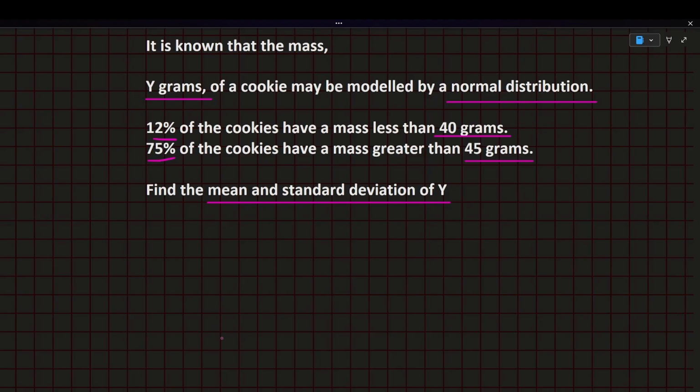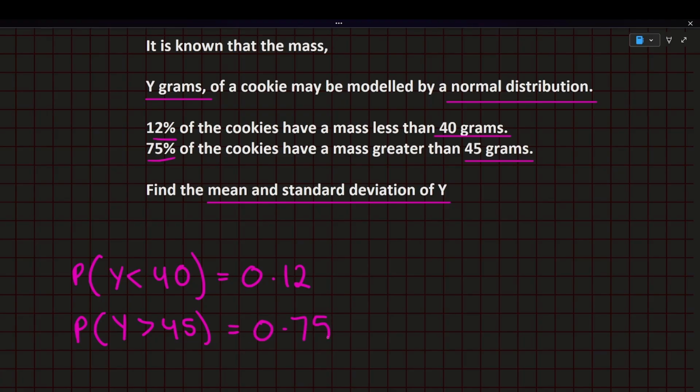Okay, so let's start writing our probabilities out. So the probability of the mass of the cookie y being less than 40 is 0.12, because 12% is 0.12, and the probability that the mass of the cookies is greater than 45 is 0.75. Okay, and from this we want to find the mean and the standard deviation of y. For this, we're going to have to find out two separate z-scores, and we're going to have to solve for our standard deviation and our mean using simultaneous equations.